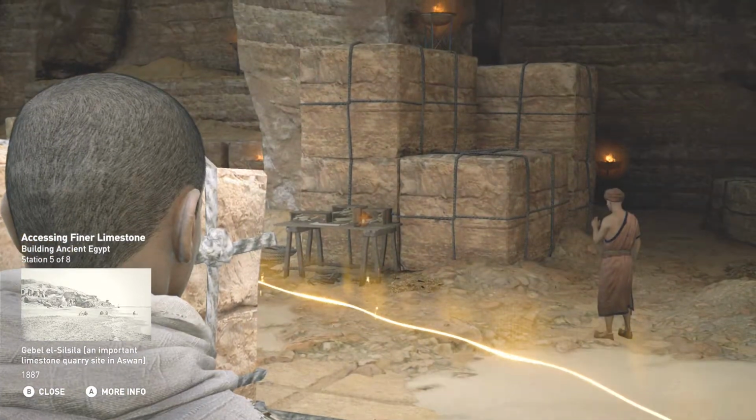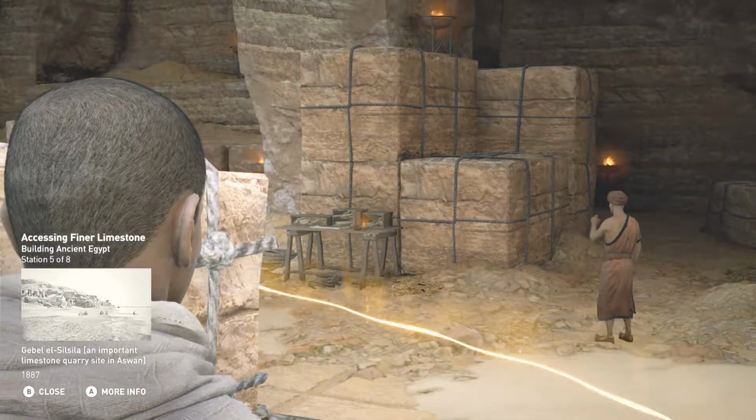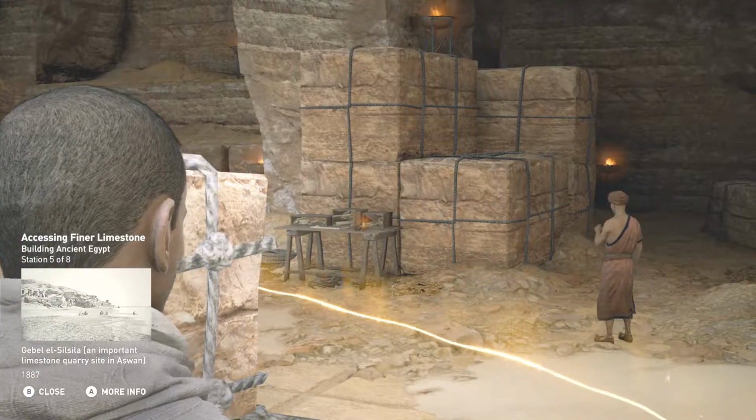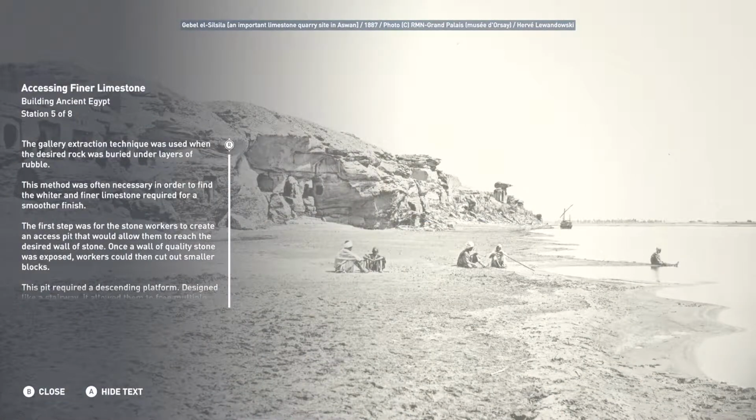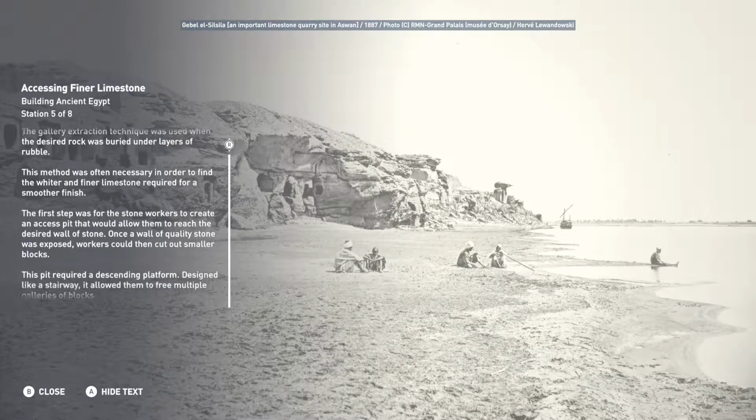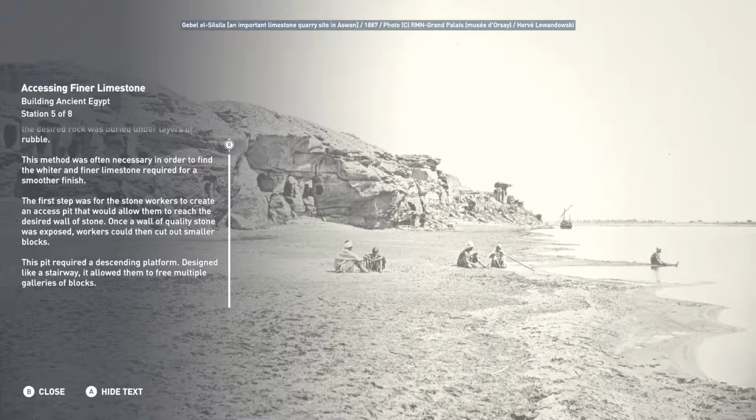The gallery extraction technique was used when the desired rock was buried under layers of rubble. This method was often necessary in order to find the whiter and finer limestone required for a smoother finish. The first step was for the stoneworkers to create an access pit that would allow them to reach the desired wall of stone. Once a wall of quality stone was exposed, workers could then cut out smaller blocks. This pit required a descending platform. Designed like a stairway, it allowed them to free multiple galleries of blocks.